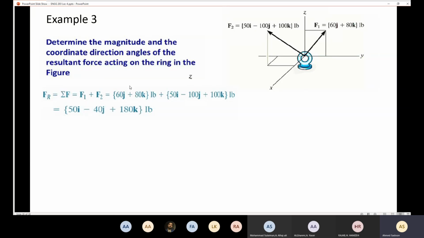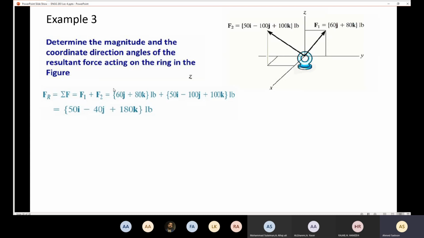And like I just explained previously, I'm going to sum the i's together and the j's together. So here I have the components of F1 and here the components of F2. Then I'm going to sum the i's together. Here I don't have any i, which means I'm going to put only this i. So for the resultant, I'm going to have plus 50i.